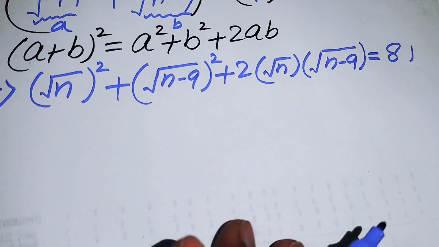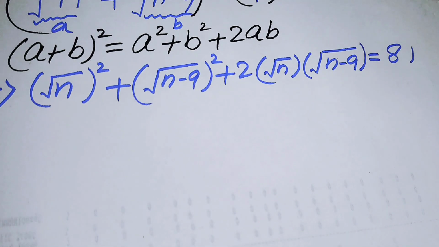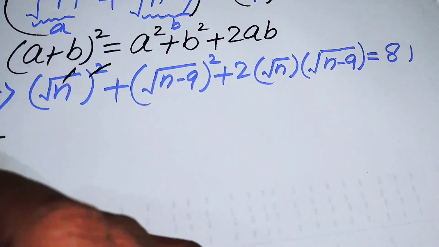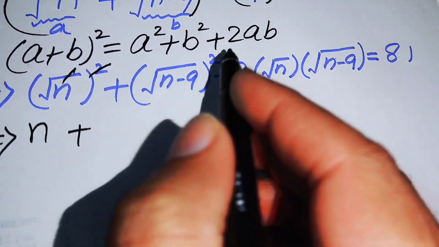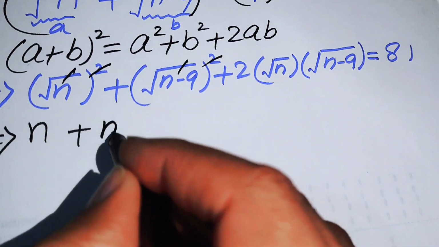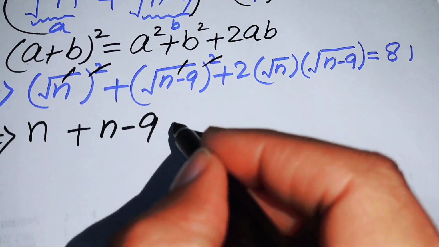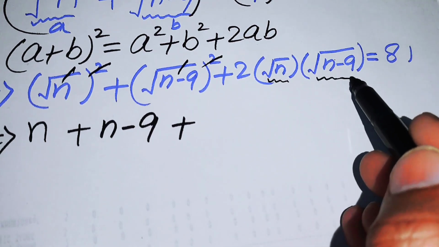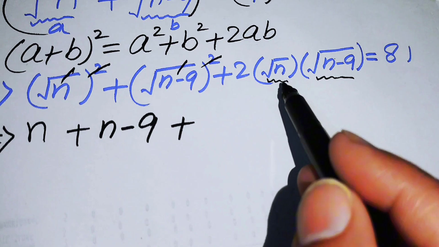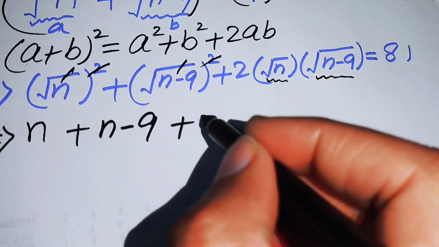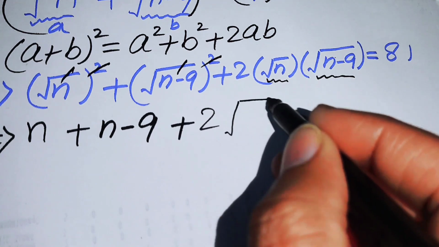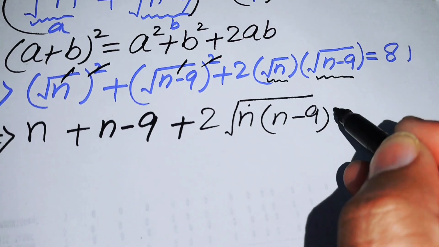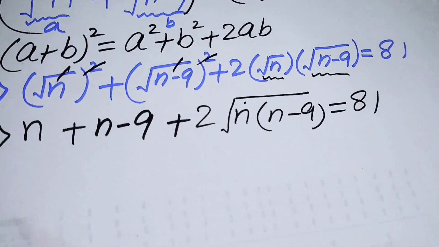In the next step we need a little bit of simplification. First you see that the square and square root are cancelled by each other and we get n plus, here these two terms are cancelled by each other and we obtain n minus 9, plus here you see that we have the square root on this term and the square root on this term. So now we combine the square root on these two terms and you get 2 times the square root of n into n minus 9, and this whole equals 81.